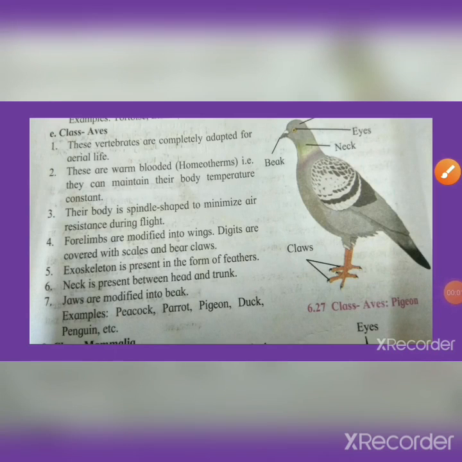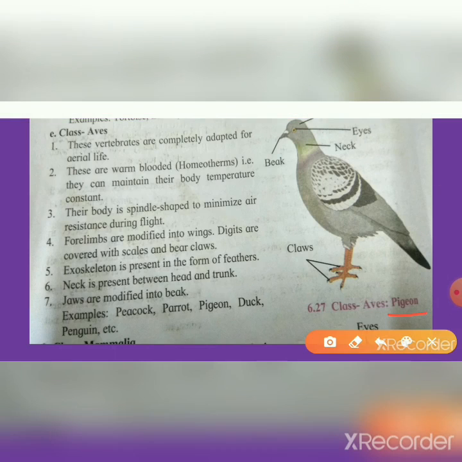Class Aves. These vertebrates are completely adapted for aerial life. These are warm-blooded homeotherms, that is, they can maintain their body temperature constant. Their body is spindle-shaped to minimize the air resistance during flight. Forelimbs are modified into wings. Digits are covered with scales and bear claws. Exoskeleton is present in the form of feathers. Neck is present between head and trunk. Jaws are modified into beak. Example, peacock, parrot, pigeon, duck, penguin, etc. We'll see here the figure of a pigeon. It is beak, it is head, eyes, neck and claws.